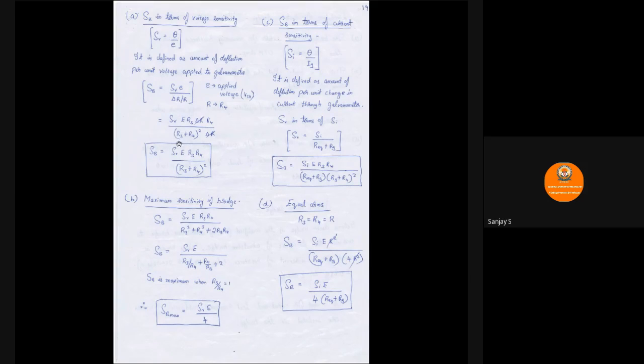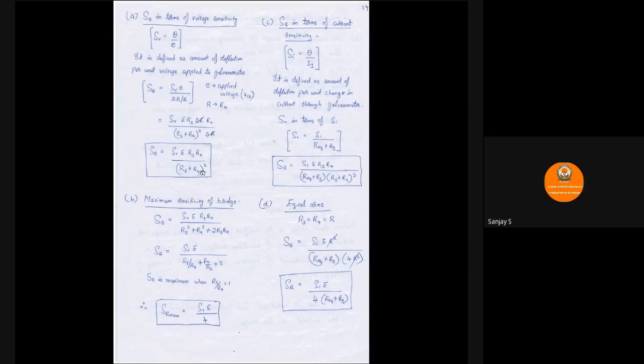So I hope this expression is clear. SB is equal to SV into E by delta R by R. E is the applied voltage, which is nothing but your VTH. We are substituting the expression for VTH that we had got in the earlier derivation. So if that is substituted, you'll be getting SV E into R3 delta R R4 divided by R3 plus R4 whole square into delta R. Delta R gets cancelled. You will be left out with SV E R3 R4 by R3 plus R4 whole square.